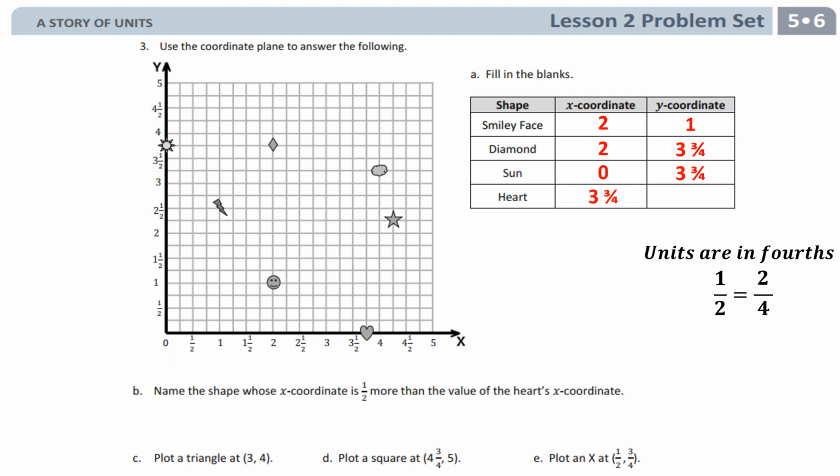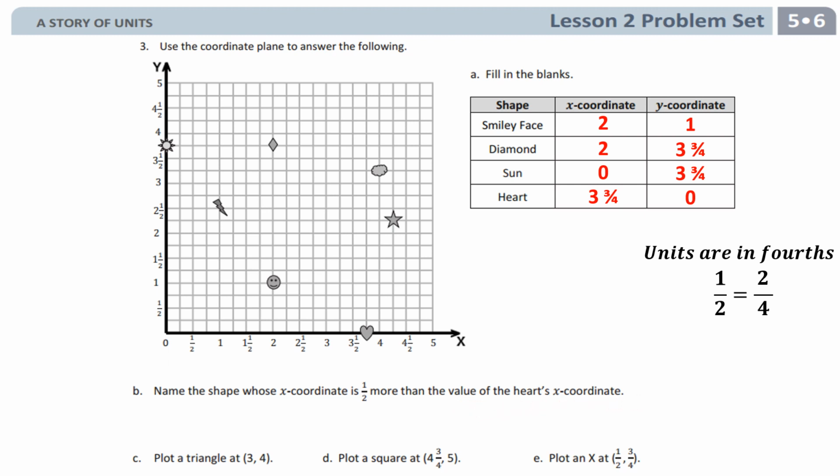The heart is at 3 and 3/4, 0. The heart traveled only on the x-axis, but it didn't travel upwards or vertically along the y-axis, and that means its y-coordinate is 0. That's why it did not travel vertically. B. Name the shape whose x-coordinate is 1/2 more than the value of the heart's x-coordinate.